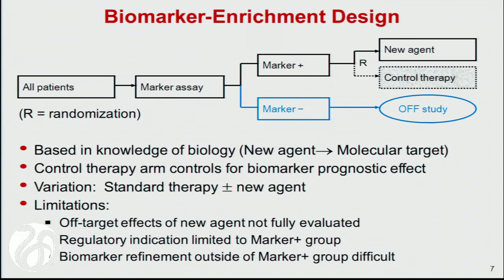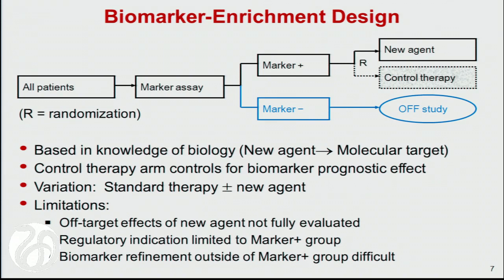So there was a clinical trials grade assay in the development of Herceptin, and they used that to screen patients for those who were positive for the marker, and they randomized them to the new agent, namely what became Herceptin, versus control therapy, initially in the advanced disease setting.